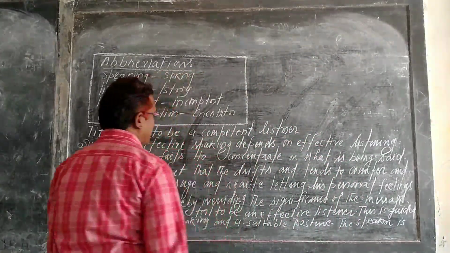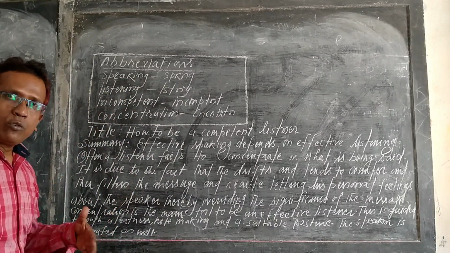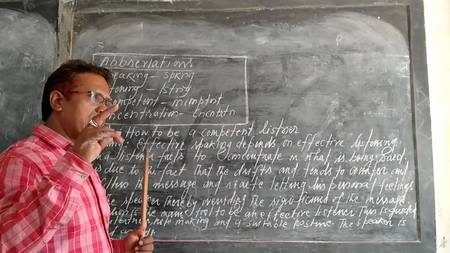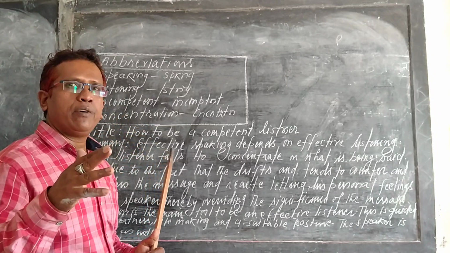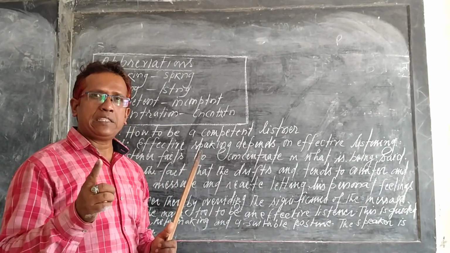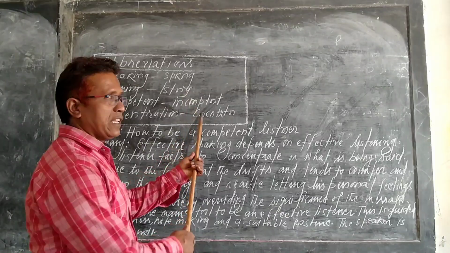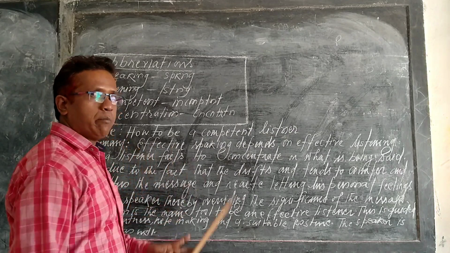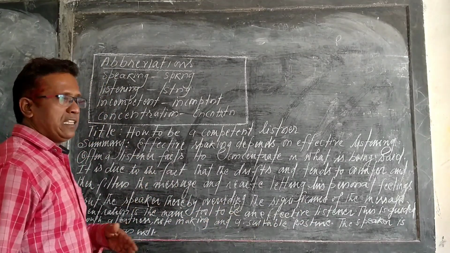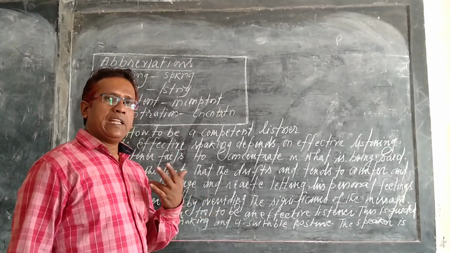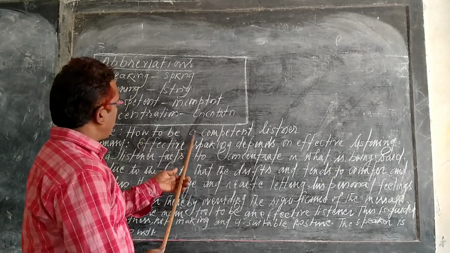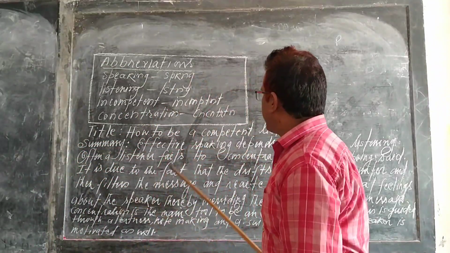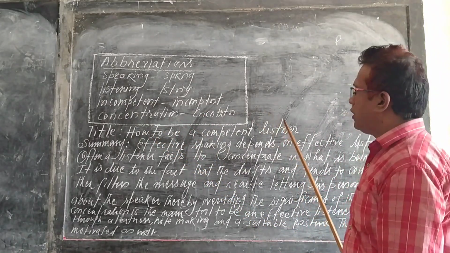Now we are coming to the next part of the question. If you can recall, there are 2 parts of the question. In part 1, headings and subheadings and abbreviation. In part 2, there are 2 questions, title and summary. So for the title, when you go through the passage, you will see that the passage is based on how to be a competent listener. So this is the title of the passage.